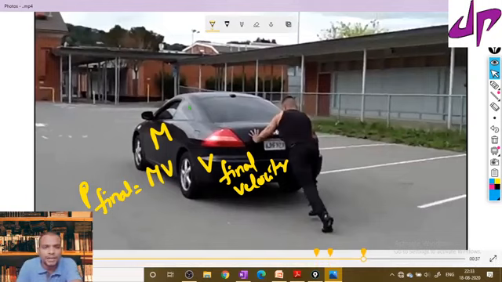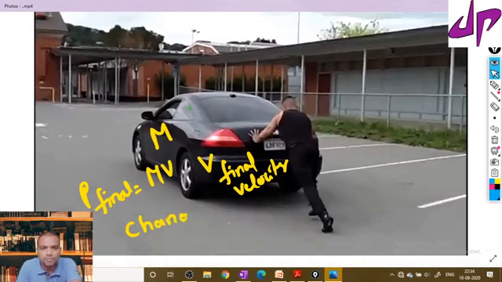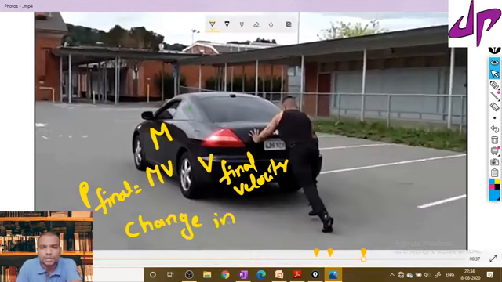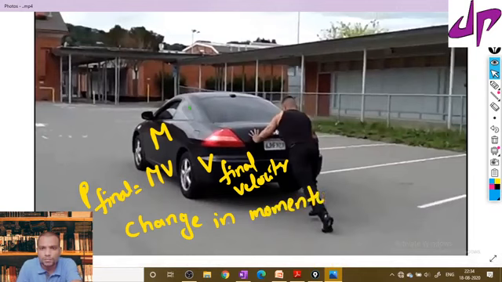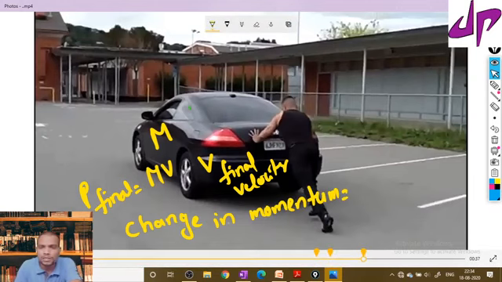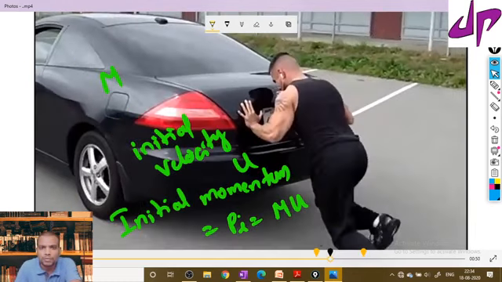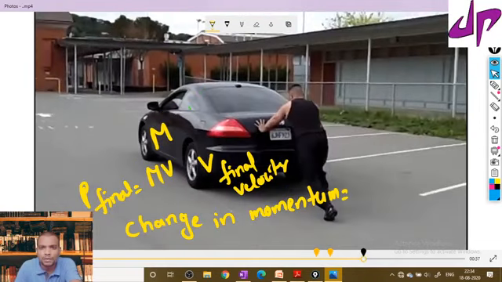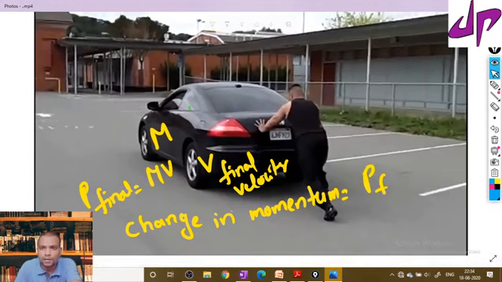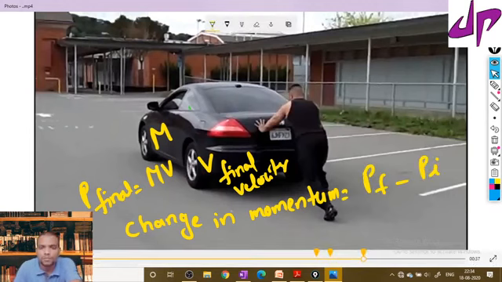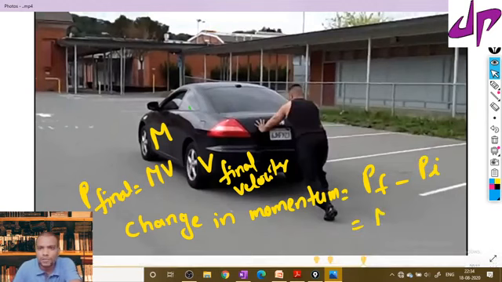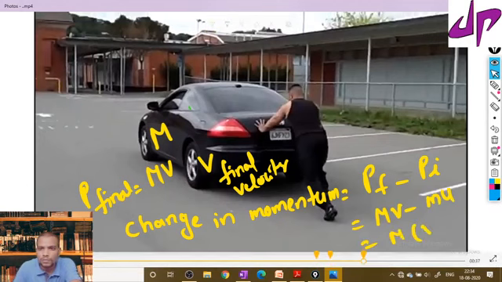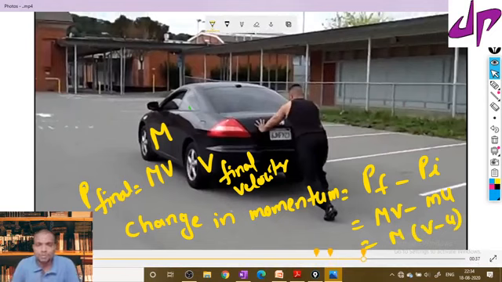Now in this case, we can write the change in momentum. The initial momentum is mu and the final momentum is mv. So change in momentum, I can write, is momentum final minus momentum initial. If you subtract, mv minus mu is equal to m of v minus u. So that gives us the change in momentum.